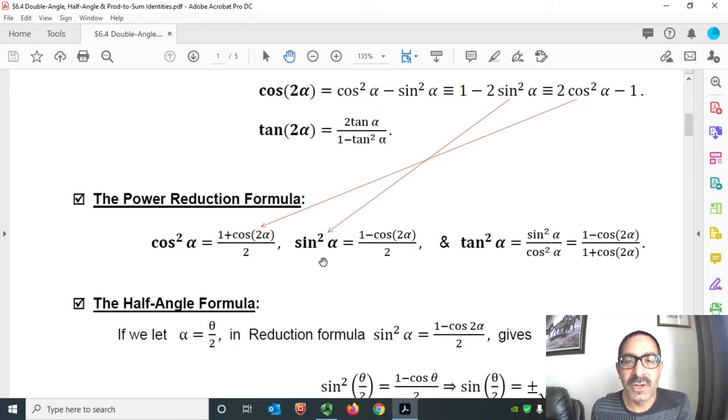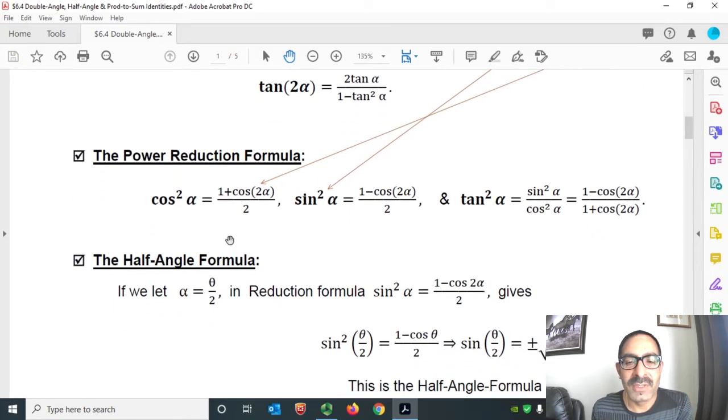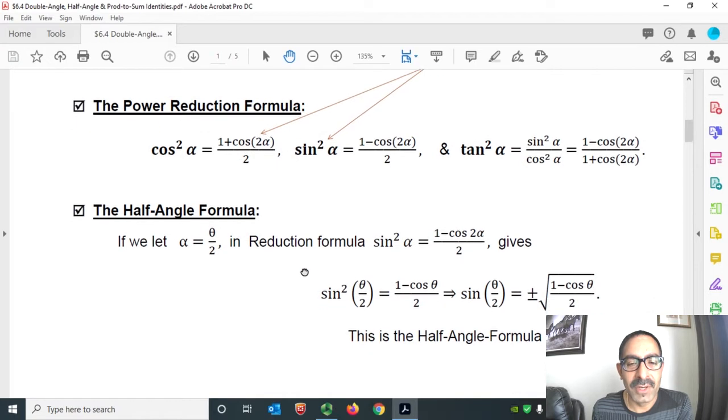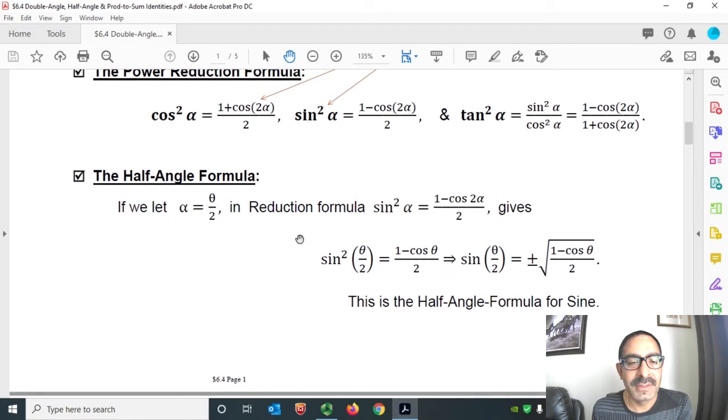Similarly, sine square alpha equals 1 minus cosine of 2 alpha over 2, and tan square alpha turns out to be 1 minus cosine 2 alpha over 1 plus cosine 2 alpha. I hope this formula makes sense to you all. Next, I know there are a lot of formulas in today's class. Now, the half angle formula.